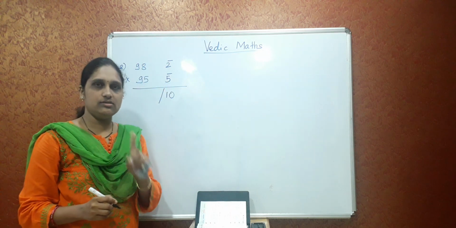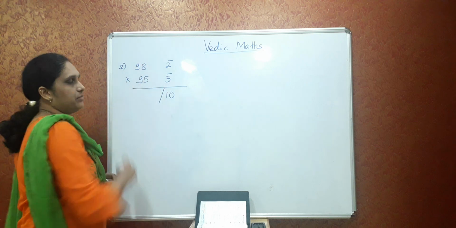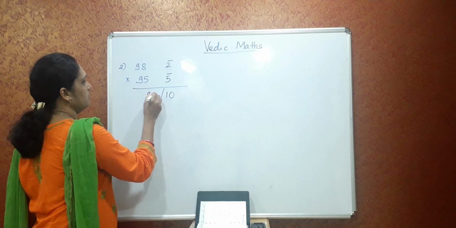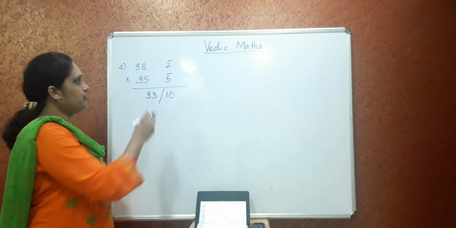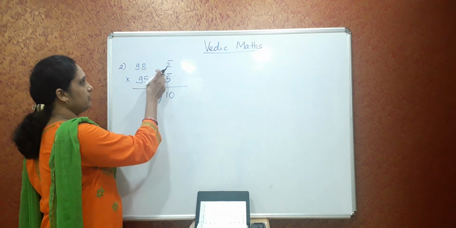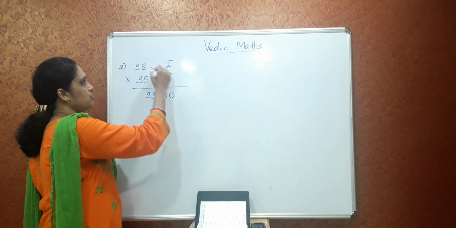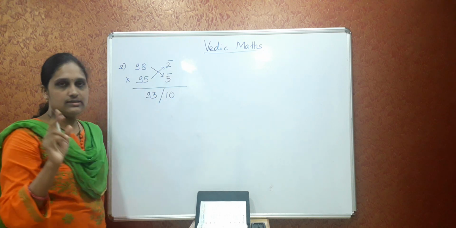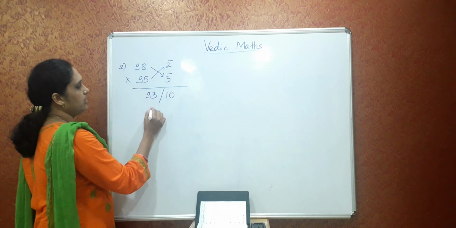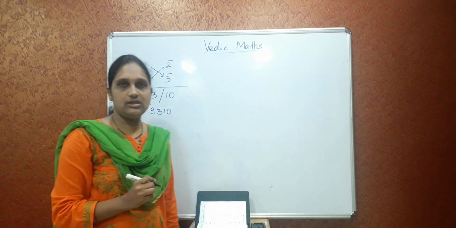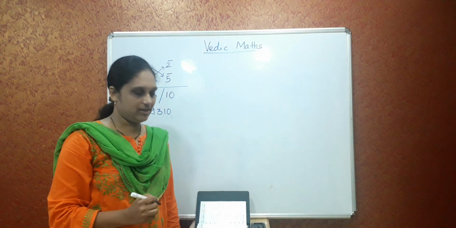Remember, diagonal subtraction: 98 minus 5. What is it? It's 93. Yes, if you have any doubt, you can do this subtraction also and you can check. These two subtractions should be the same, remember. So the answer will be 9310. Isn't it easy? One more sum we'll take for this.